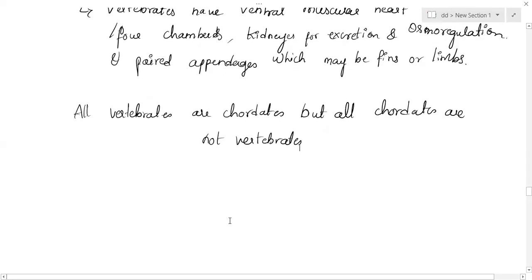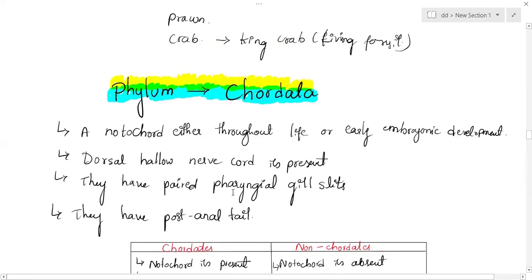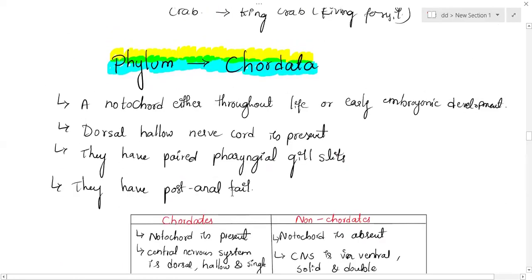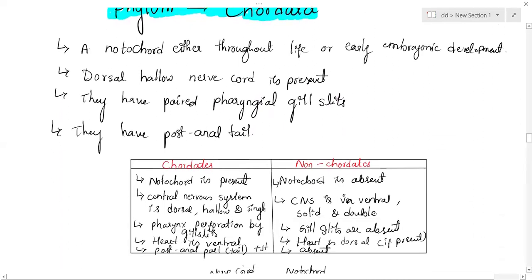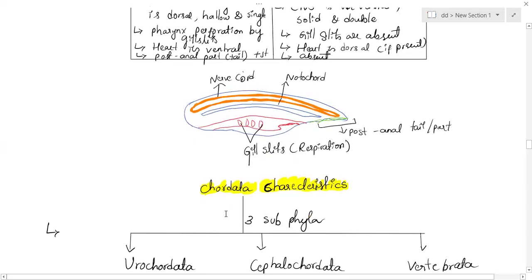So this is all about the phylum Chordata. So far we have discussed the phylum Chordata, its key features: the presence of notochord, nerve cord, and pharyngeal gill slits. We also discussed how to differentiate between chordates and non-chordates, where the notochord, nerve cord, pharyngeal gill slits and post-anal tail are present, on the picture I have shown you.